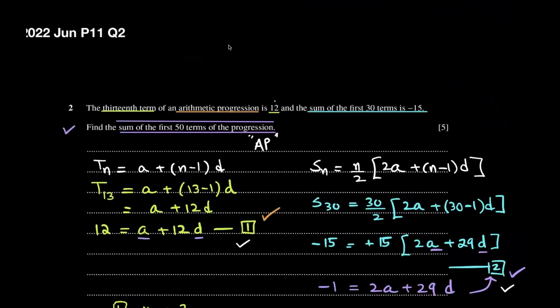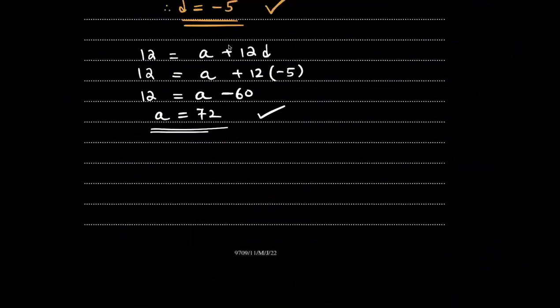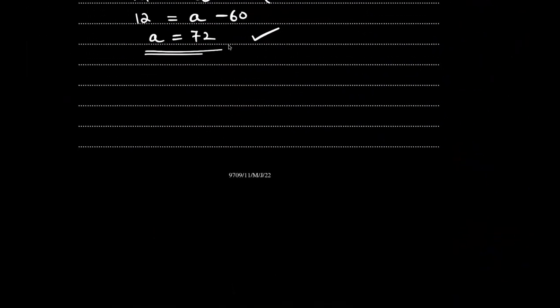What are we looking for? We are looking for the sum of the first 50 terms of this progression. So therefore, sum of 50 terms. The formula is n divided by 2, which is 50 divided by 2, times 2a, which is 2 into 72, plus n minus 1, which is 50 minus 1, into d, and d is negative 5.